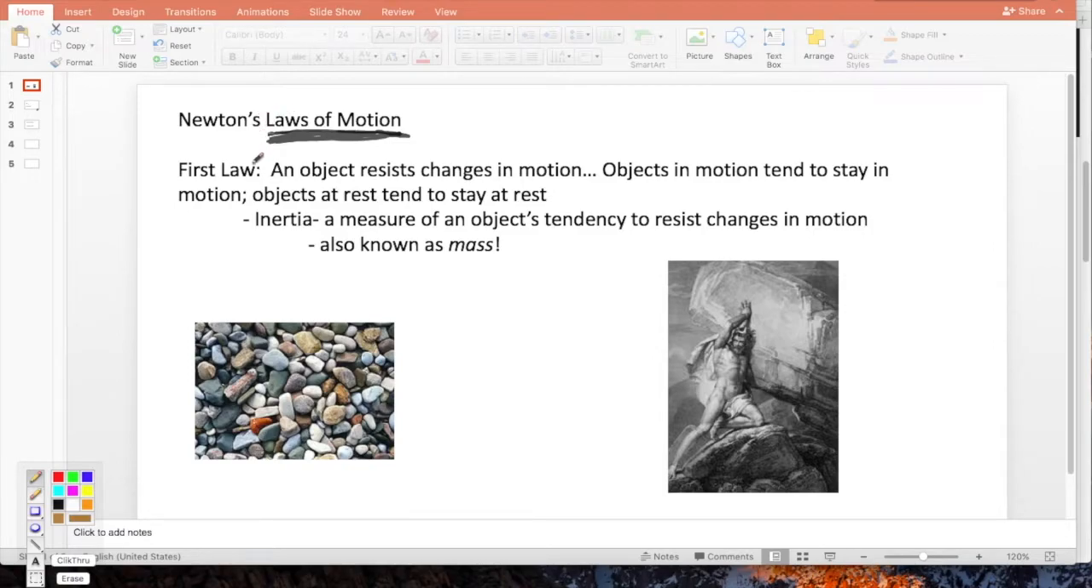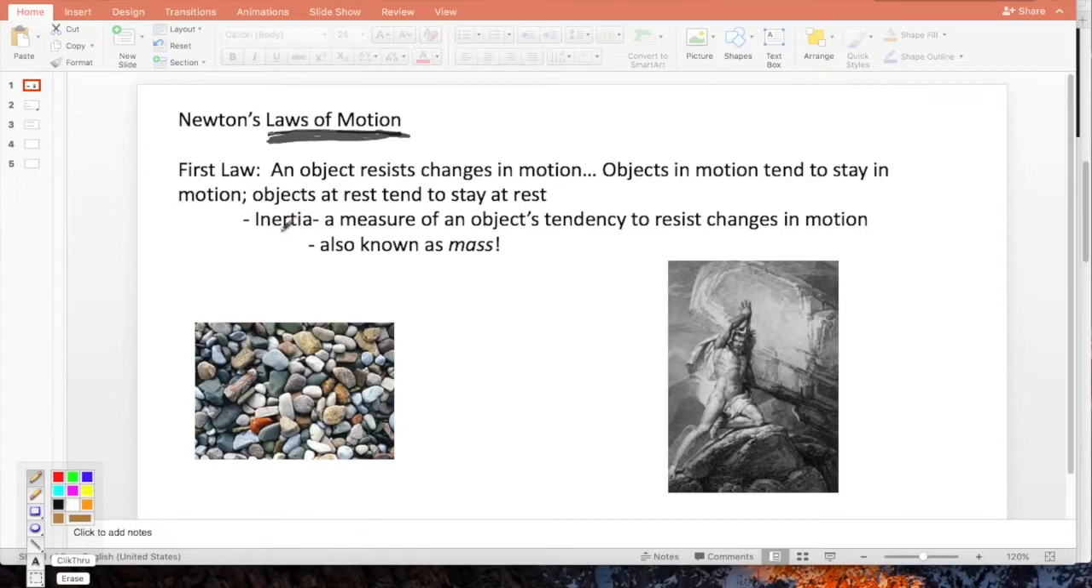The first law. This law is also known as the law of inertia, as you'll see. This law says that an object resists changes in motion. Objects don't want to change their velocity. They don't want to accelerate. They tend to do just what they've always been doing. And we'll see in the next law what can actually cause a change in motion.